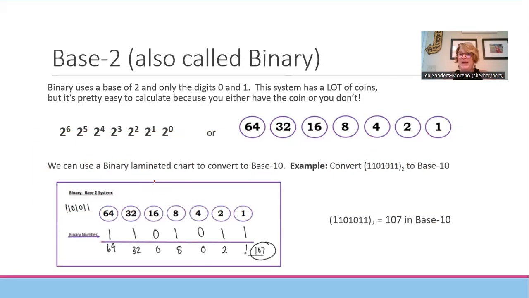Now, we're going to talk about base 2, which is also called binary. So binary, you've probably heard it before. It's used in computers, or the computer world, I should say. Since it's base 2, the only digits you're allowed to use are 0s and 1s. So that's all you're going to see are 0s and 1s. You can see an example down here. This is a number in binary, 1s and 0s.